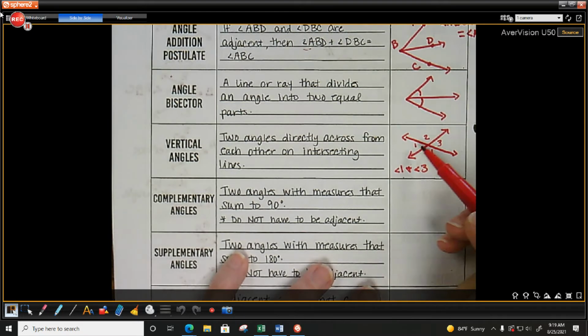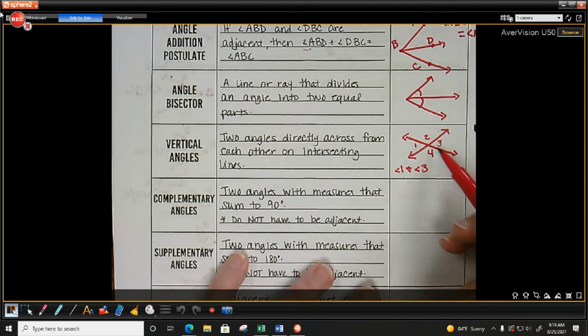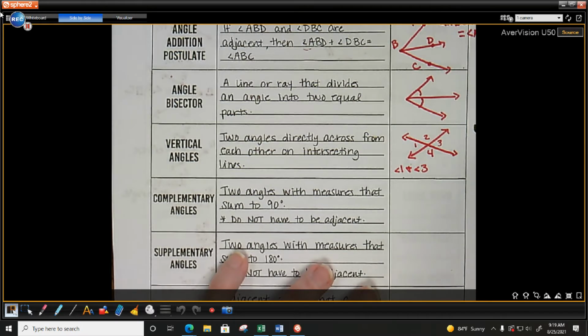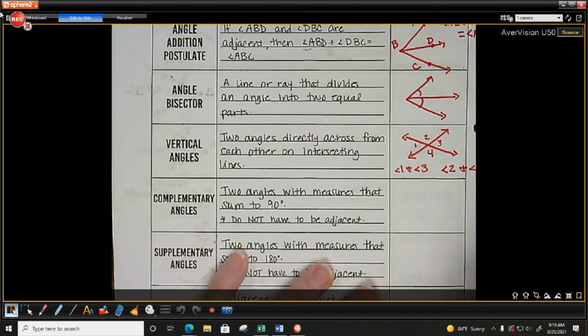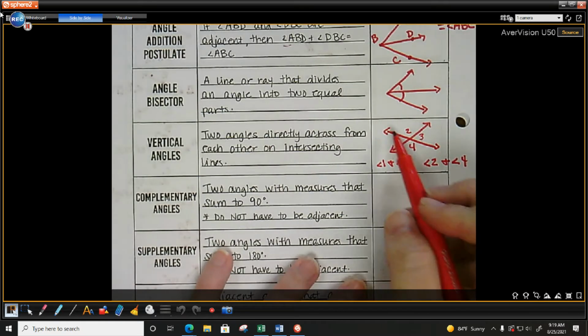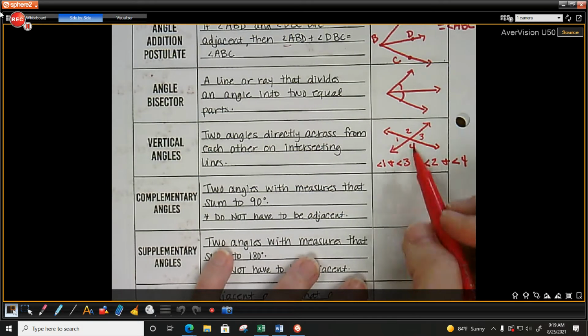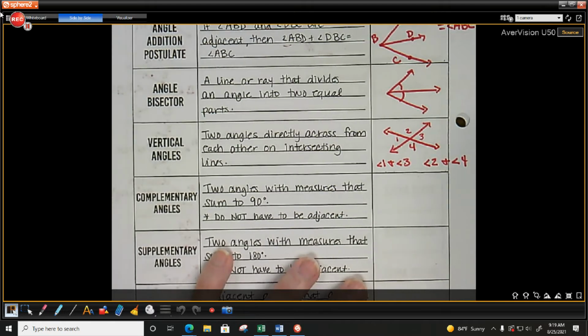And then, because they are two intersecting lines, and they are the angles opposite each other. Okay? What else? What's my other pair of vertical angles? Angle 2 and angle 4. Again, my two lines are intersecting. Angle 2 and 4 are opposite each other. So those are what vertical angles are. Okay?